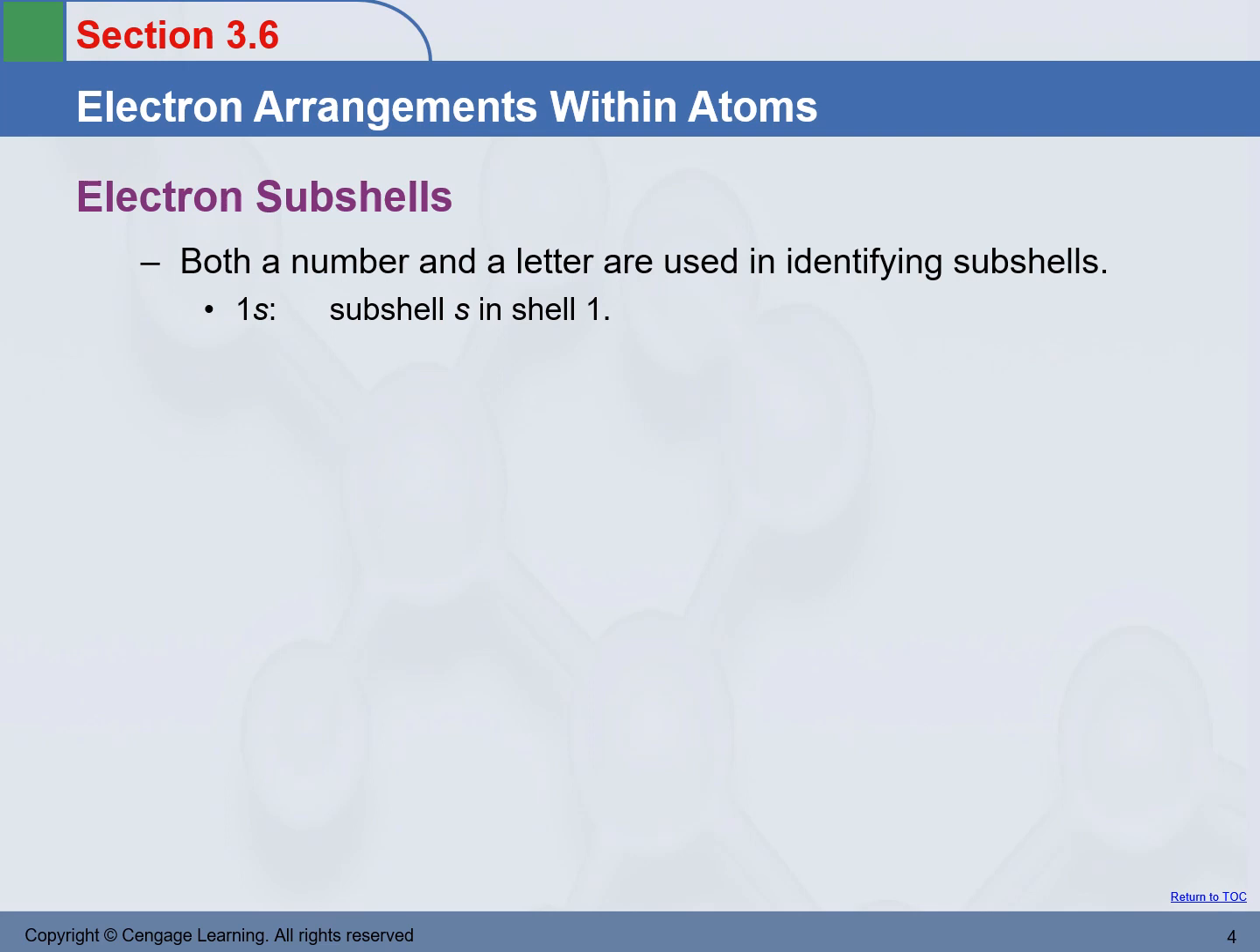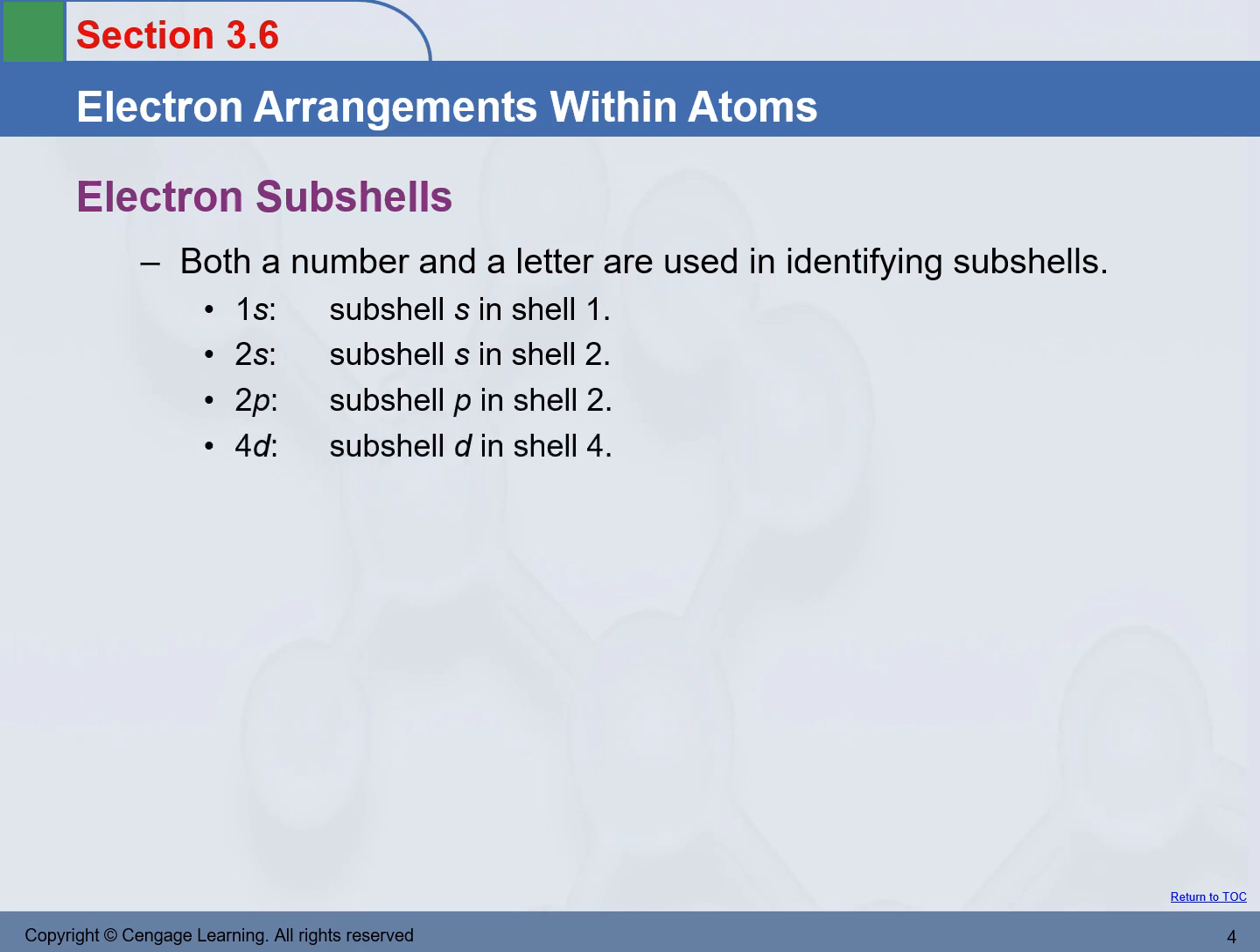Shell number 1 has only one subshell, which is S. Shell number 2 will have 2s and 2p. So 2s means the S subshell in shell number 2, 2p, the P subshell in shell number 2, 4d will be the D subshell in shell number 4. This is how we label the subshells within different shells.